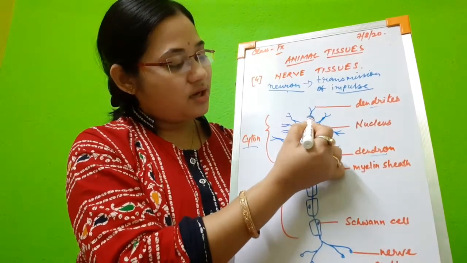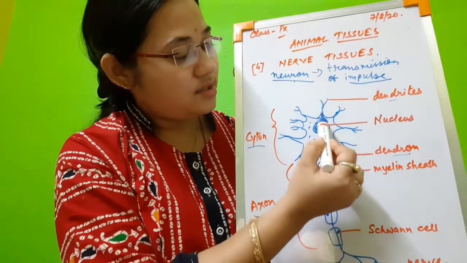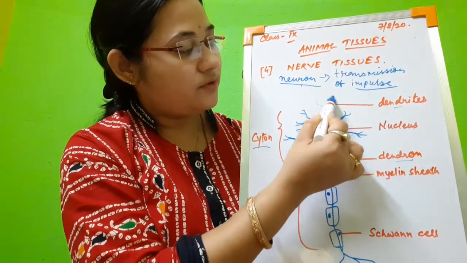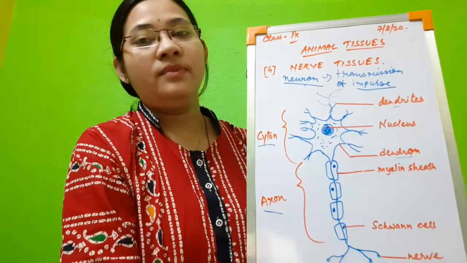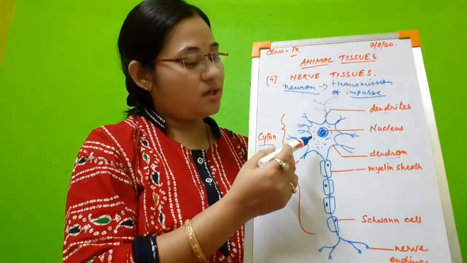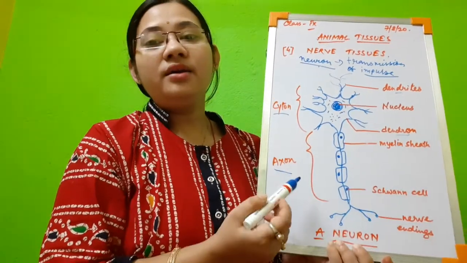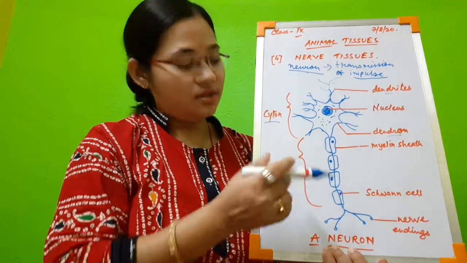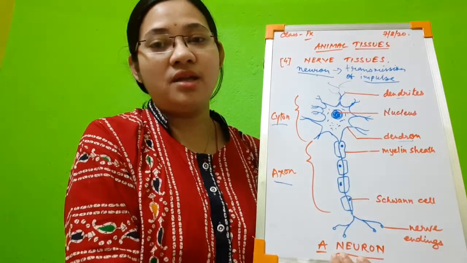So this is a dendron. This pyramid like structure is a dendron, and this dendron further divides to form dendrites like this. Okay, so these are called dendrites. So dendrites and dendrons are present in the cyton part of the neuron. The other part of the neuron is known as the axon. That is another big appendage or process like structure.